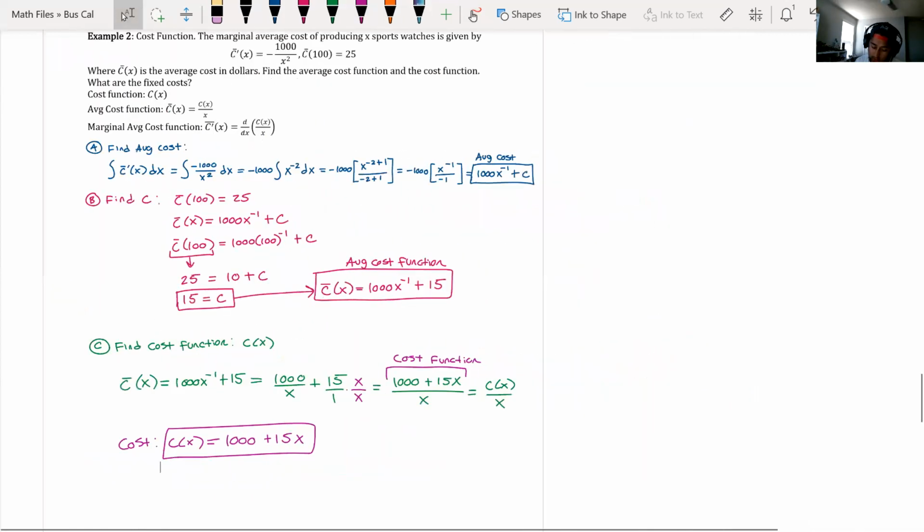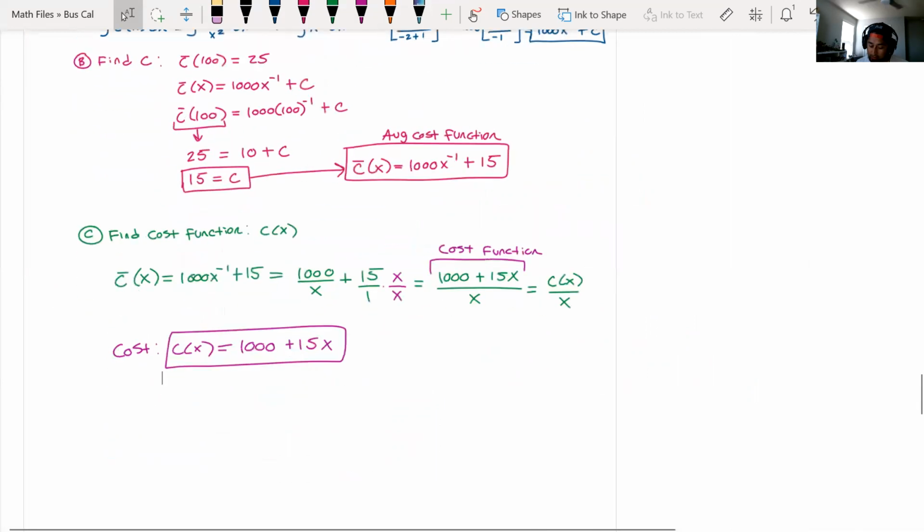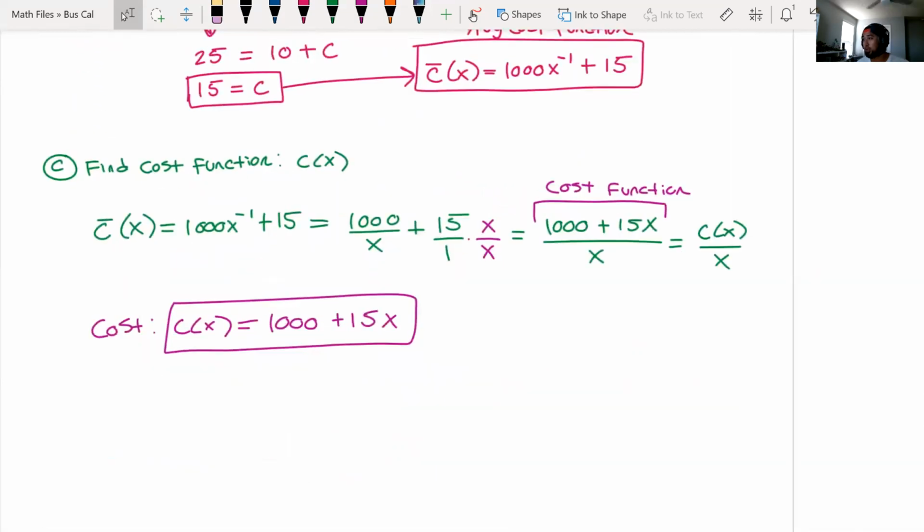All right. Last piece, it says, what are the fixed costs? So remember, on a cost function, there's fixed cost and variable cost. Well, 1,000 is your fixed cost and 15 is your variable cost.